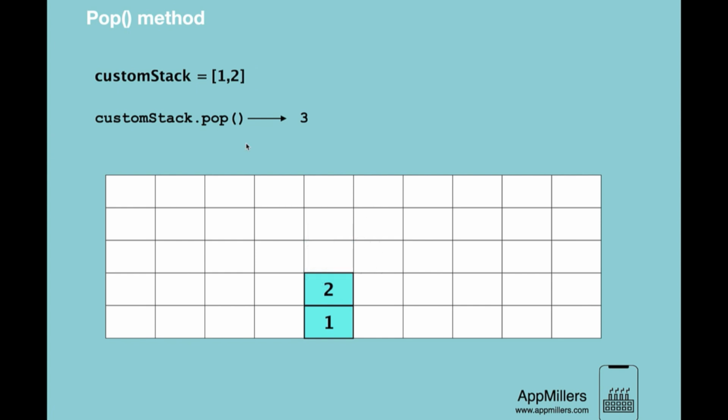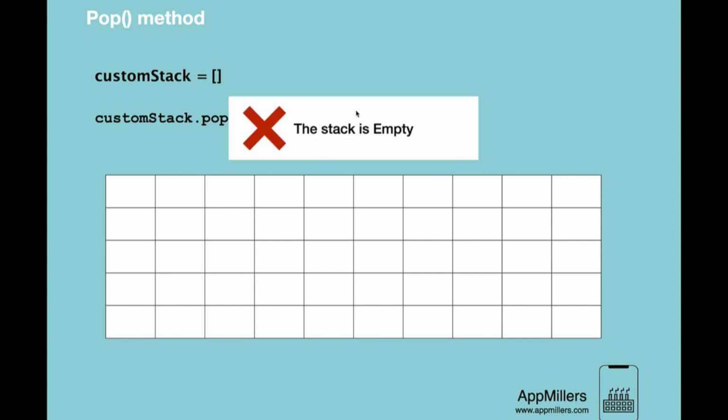And if we perform the pop method one more time, it will return 2 because now 2 is the last element that we inserted in the stack. So it will return 2 and 2 will be deleted from the stack. And finally, if we perform the pop method one more time, it will return the last element and the last element will be removed from the stack. Now we have an empty stack. So if we perform the pop method one more time, what will happen? In this case, it will raise an error saying that the stack is empty. So when the stack is empty, we cannot perform the pop method.